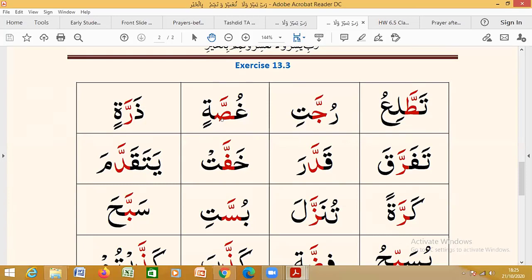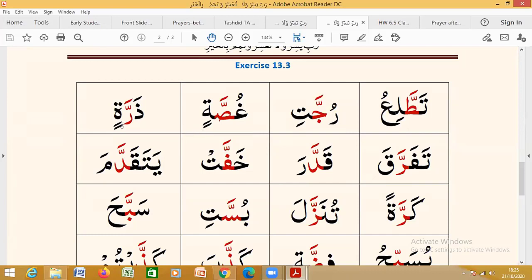Let's carry on. Do you want to try this? How would you join these two together? Okay, so let me help you. This is the letter Ghain, and we're joining it to the Sad Mushaddad, and it also has a fatha on top. Ghussa. Excellent. Ghussatin. Excellent. Well done. Really nicely read.